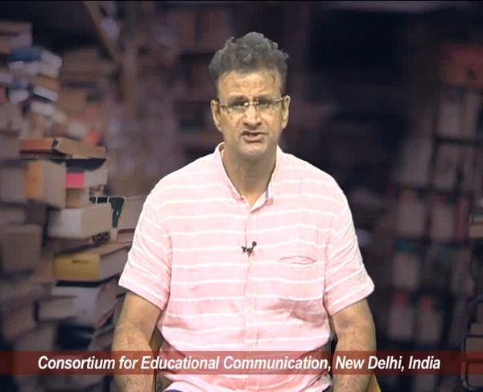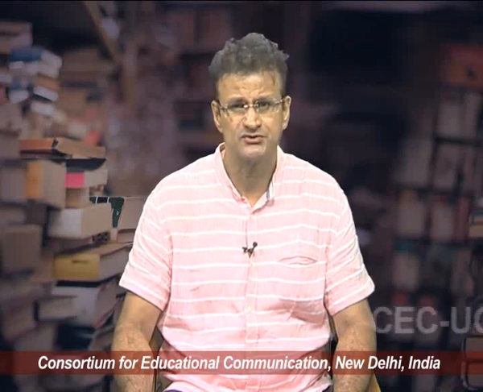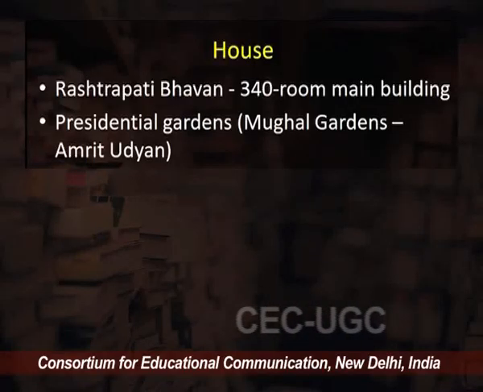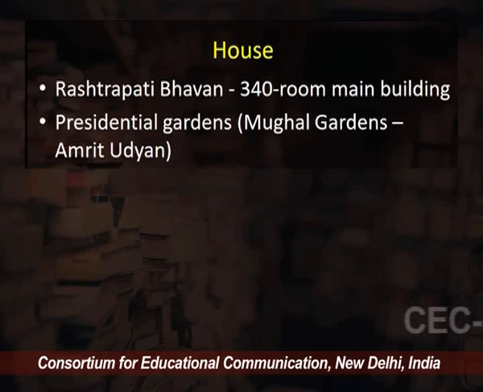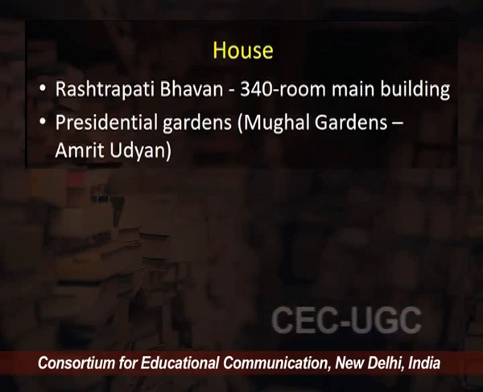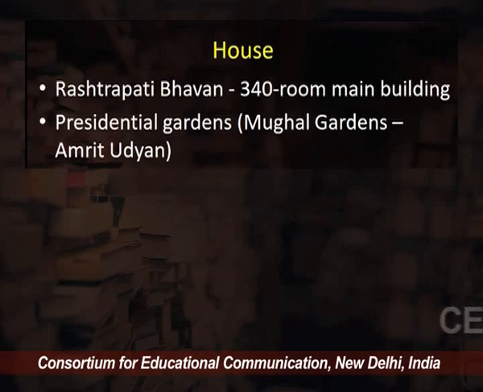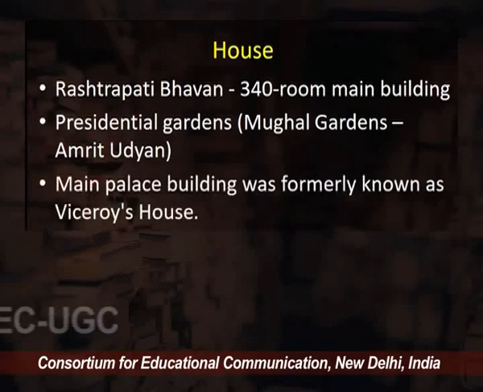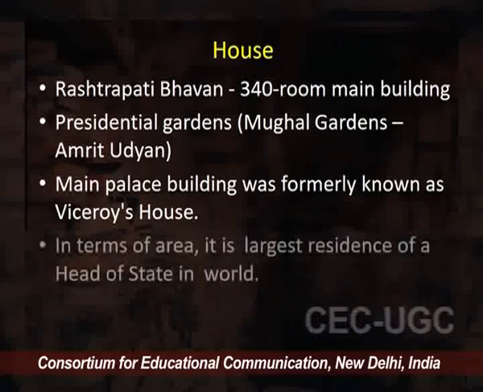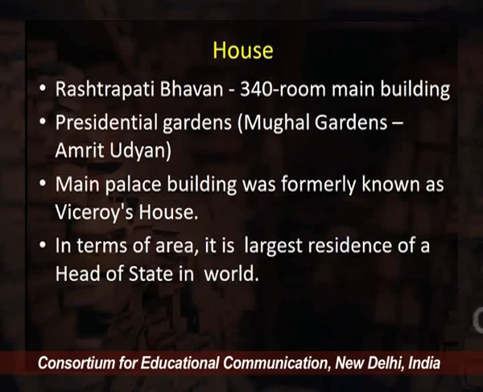So they played an important role in the construction of the various places which were built by them at that point of time, and how the head of state of India's residence, Rashtrapati Bhavan, was made, which is a 340 room main building, and where we have the Mughal Gardens. Earlier they were known as Mughal Gardens, and then they have been renamed as Amrit Udyan. These are the presidential gardens, and the main palace building was formerly known as Viceroy's House. And in terms of area, it is the largest residence of a head of state in the world.